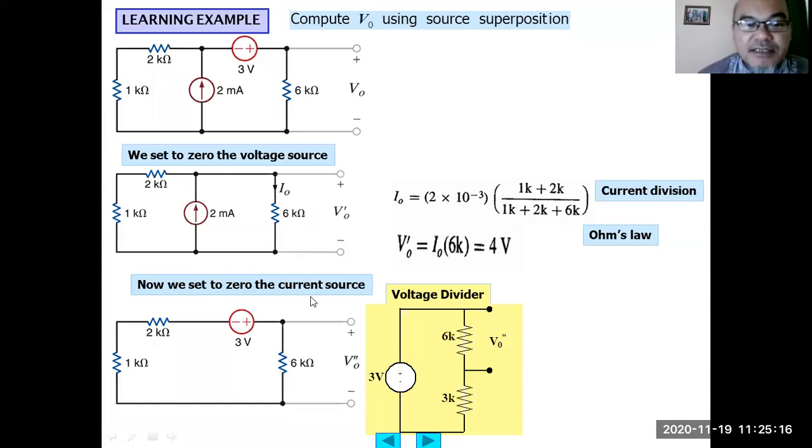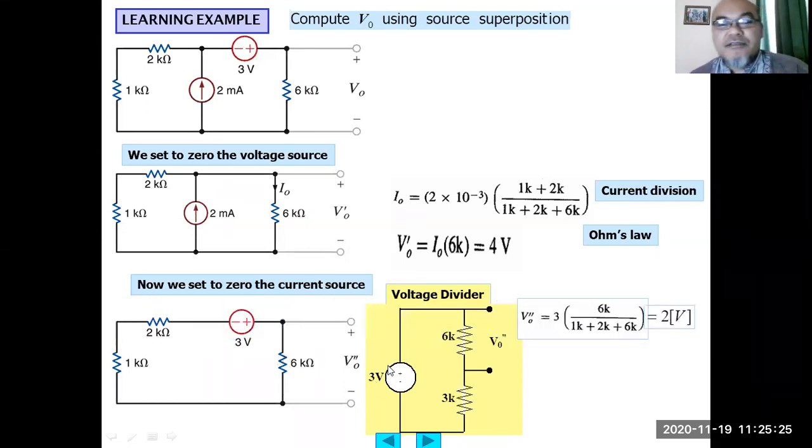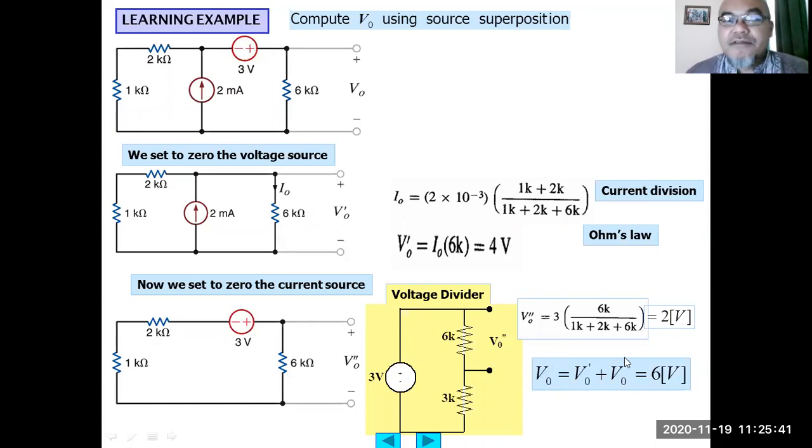Okay, and this is basically a voltage divider. So the voltage at the 6 kilo ohm will be 6 kilo divided by 6 plus 3 kilo ohm times 3 volt. Or 6 divided by 9, 2/3 times 3 is 2 volt. Then the value of V output will be V output dash plus V output double dash here. So 4 volt plus 2 volts equals 6 volt.